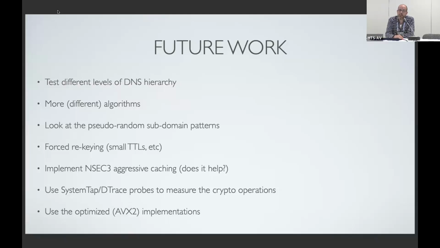The future work that still remains: test at different levels of the DNS hierarchy, maybe use some other algorithms. The DNS community should talk to the cryptographers. It still hasn't really been done. Look at some pseudo-random subdomain patterns. Look at what happens with forced rekeying, if you change the DNS keys very often, how it will affect performance. Implement some other features from DNS. Maybe use optimized implementations of the algorithms, and do some more measurements.